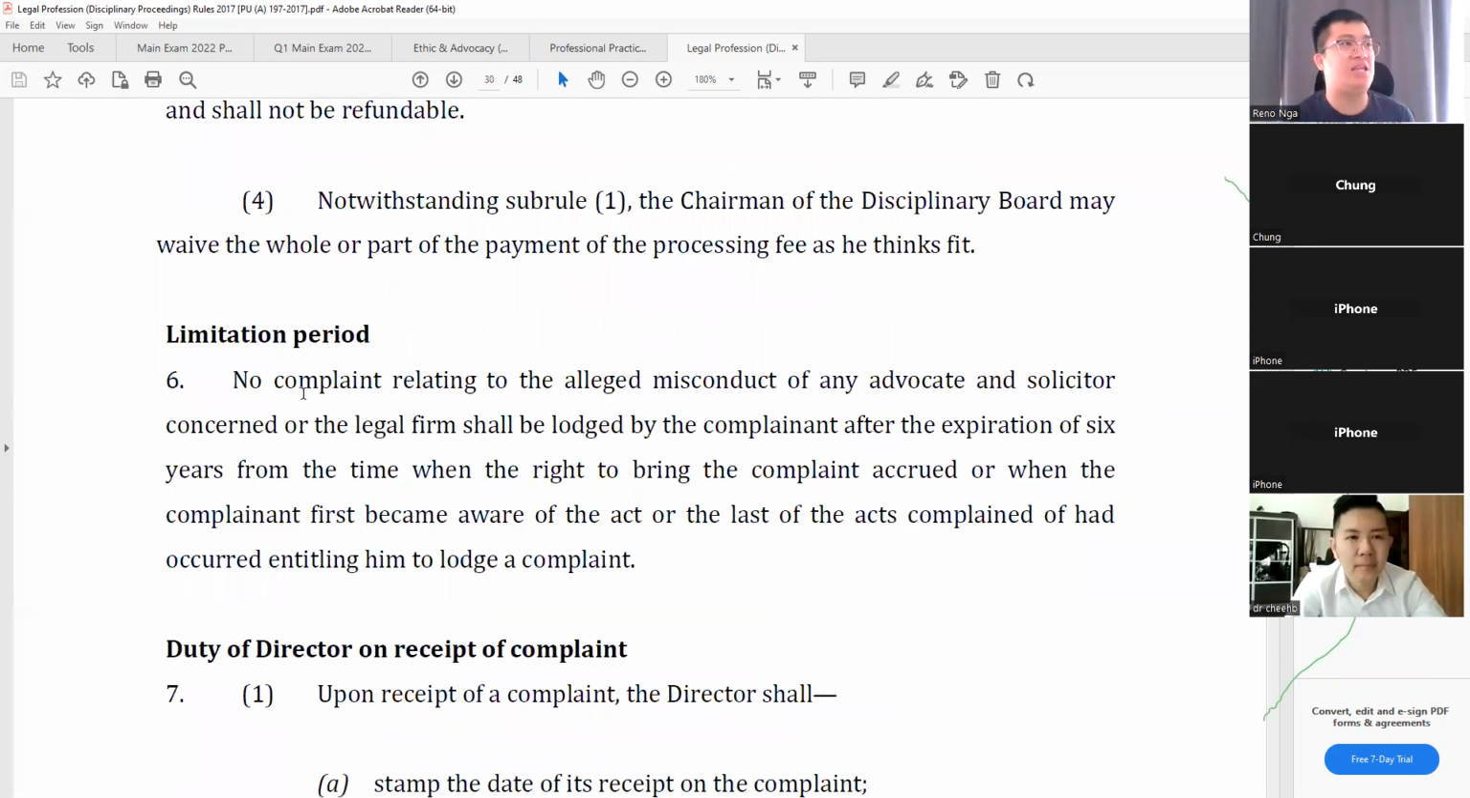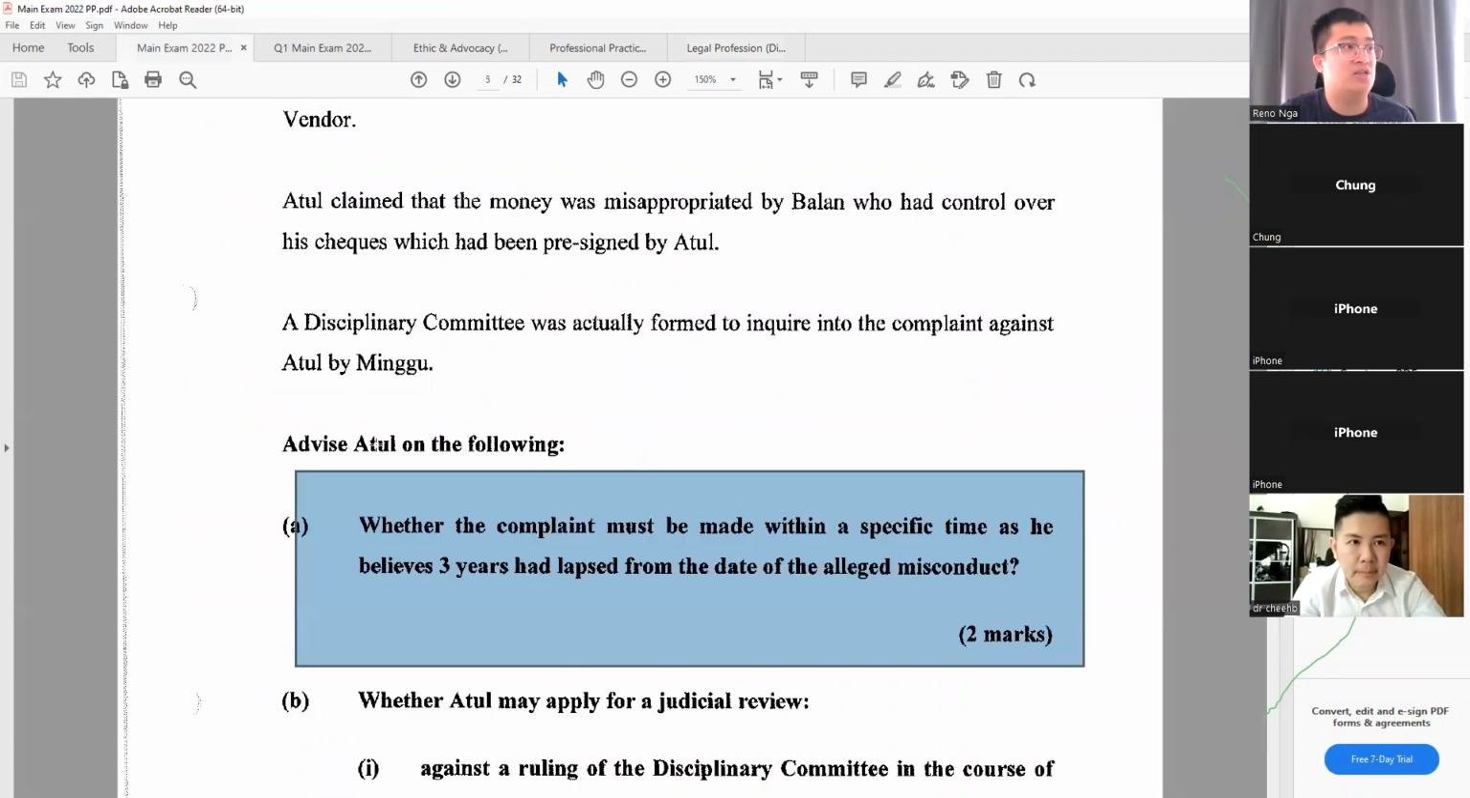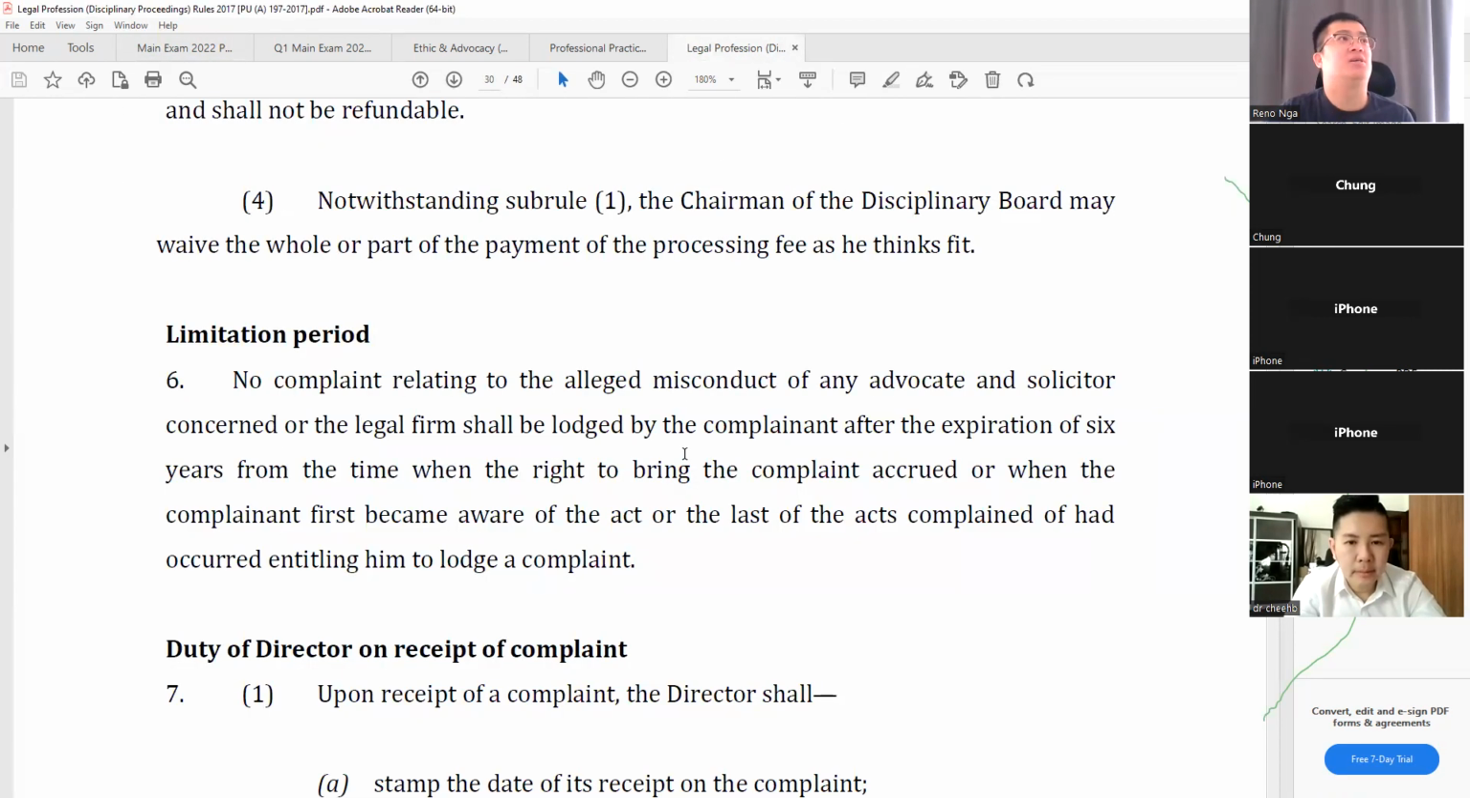No complaint relating to the alleged misconduct of any advocate and solicitor concerned, or the legal firm, shall be lodged by the complainant after the expiration of 6 years. So it's 6 years. So I think this is the answer. So when they say it's 3 years, then you say it's not correct. Pursuant to Rule 6 of the Legal Profession Disciplinary Proceeding Rules 2017, the limitation should be 6 years.